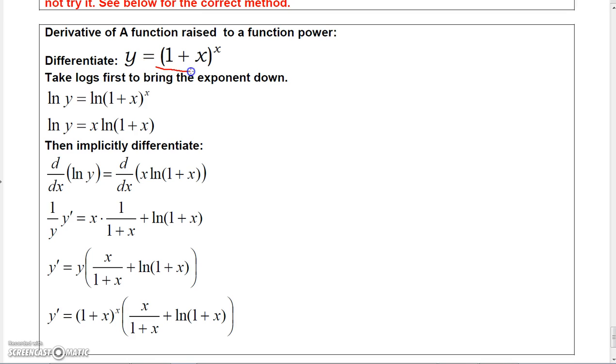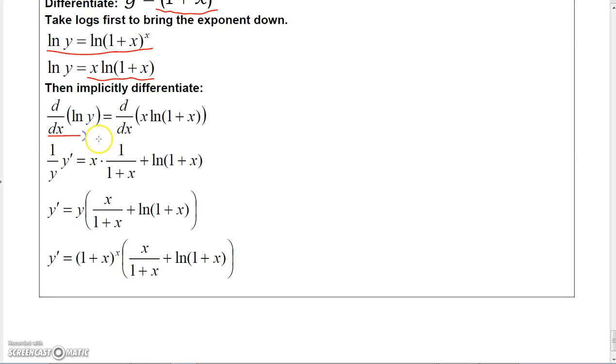Okay, so if I want to take the derivative of a function to a function, what I'm going to do is take the natural log of both sides first. Then on the right hand side I can use log properties to simplify it. And then I'm going to apply the derivative operator to both sides. And the derivative of natural log of y is 1 over y times y prime. On this side I have to use the product rule, so I'll get x times the derivative of the natural log, which is 1 over 1 plus x, then the natural log times the derivative of x, which is 1.